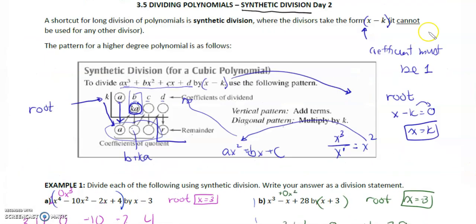As a correction here, sorry, the coefficient must be 1. We don't need that because we can just solve for the root when this equals 0. The x must be degree 1.